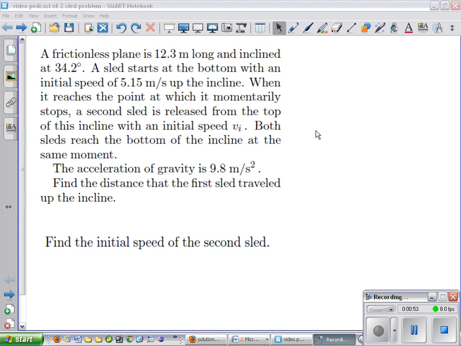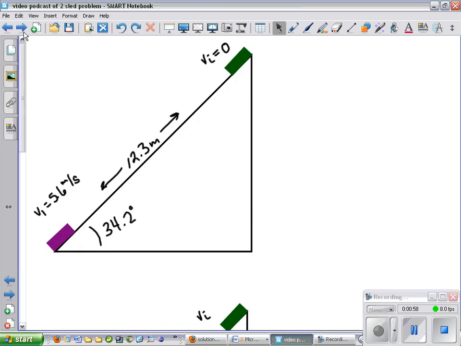So the first thing I'm going to do is draw a diagram of the situation. There are really three parts of the situation. Here is the beginning. Here's the first sled. This is its initial velocity. This whole length of the board is 12.3 meters. At this point, the velocity of this block is 0, and the angle of inclination is given.